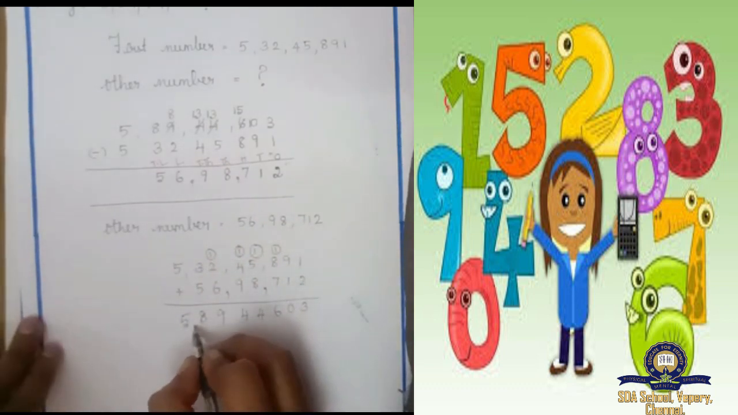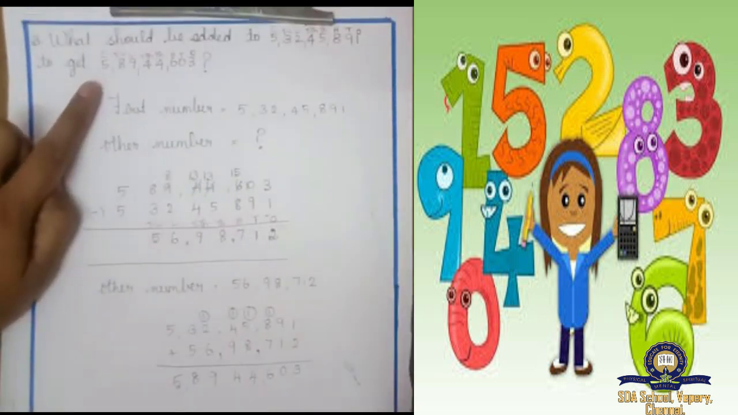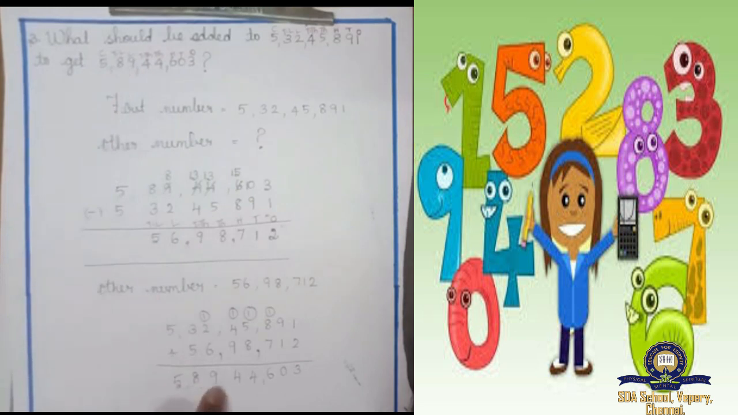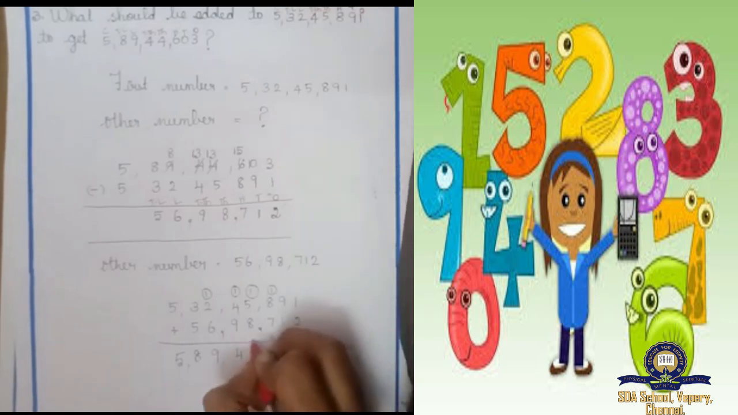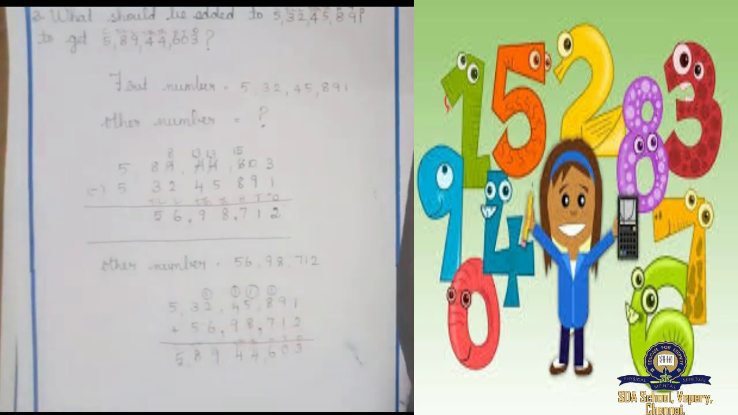So did we get the answer? See, look at this. 5 crore 89 lakh 44,603. 5 crore 89 lakh 44,603. So we have found the correct answer, right? So very easy if you understand the question.